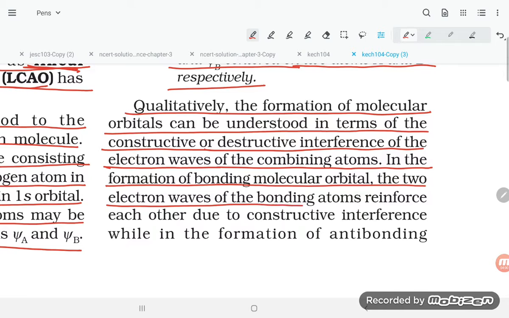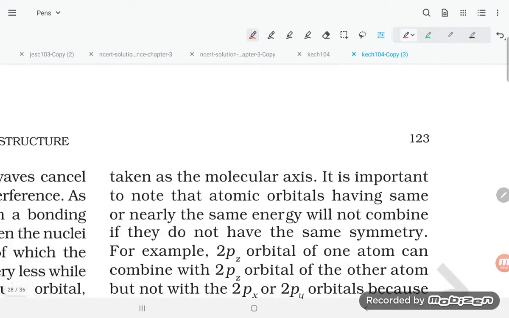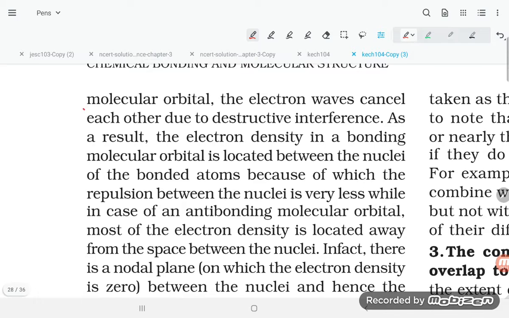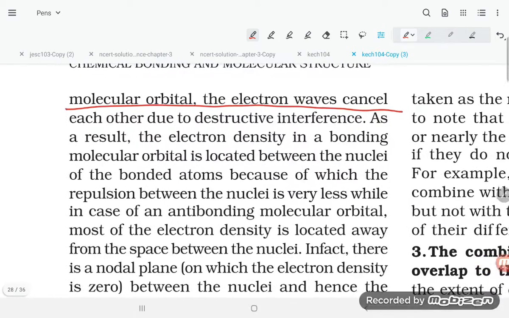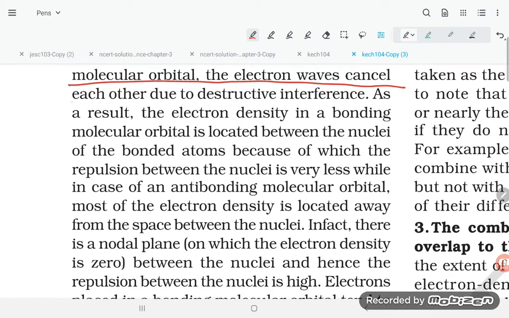In the formation of the bonding molecular orbital, the two electron waves of the bonding atoms reinforce each other due to constructive interference, while in the formation of the antibonding molecular orbital, the electron waves cancel each other due to destructive interference.